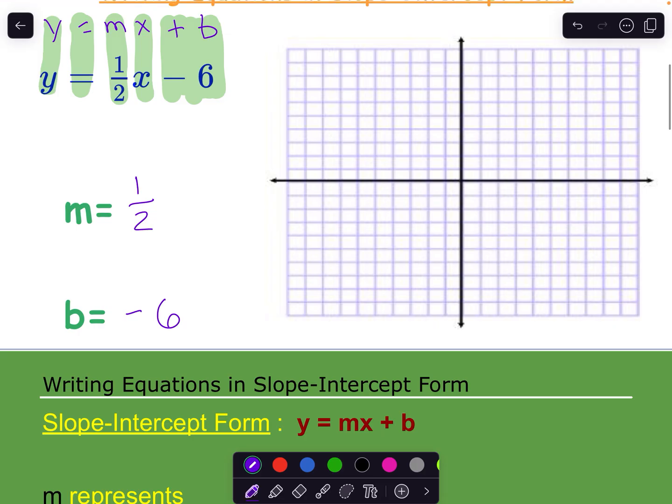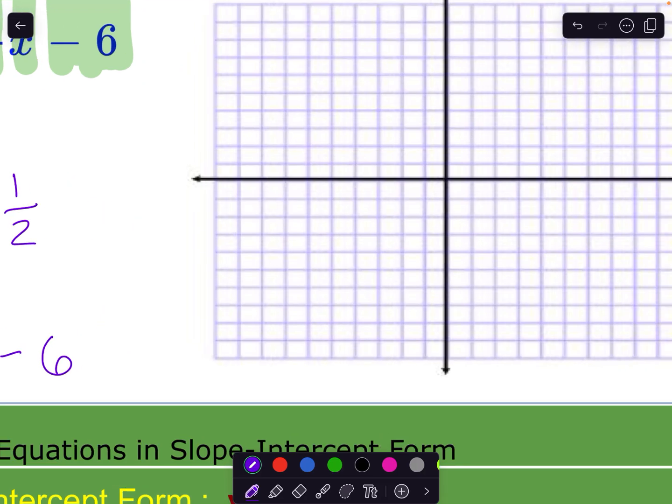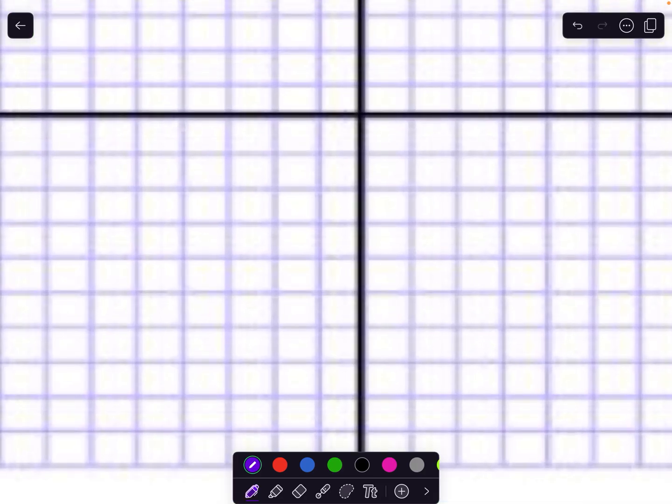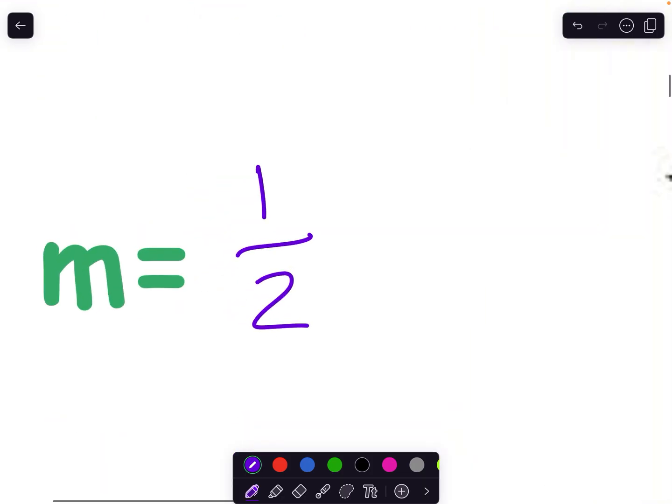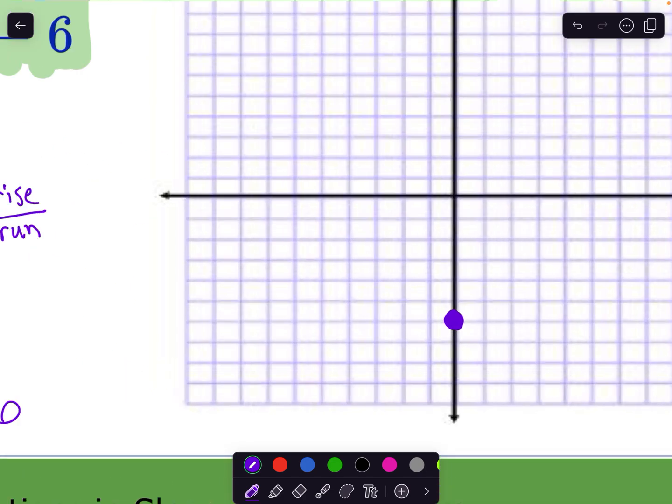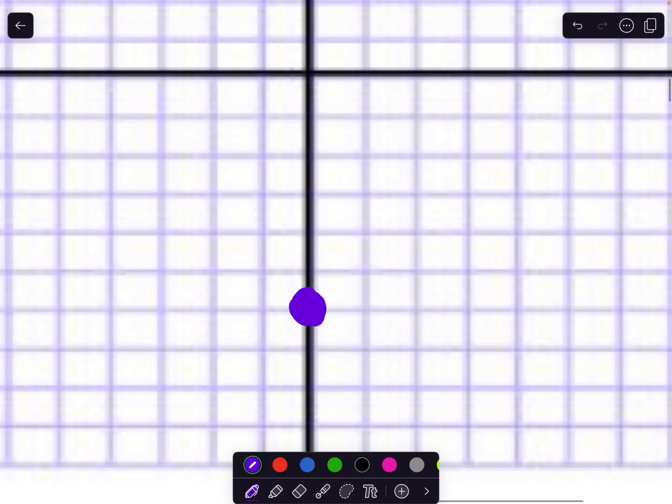So if we're beginning with b at -6, I'm going to go down 6 spaces and put a point right there. Okay, so I begin with the b, I begin with the y-intercept. Now I'm going to move with my m. My m is 1/2. 1/2 means rise of 1, run of 2. So I go up 1, I go to the right 2. So here, that would be like this. I'm going up 1 over 2. So I end right here.